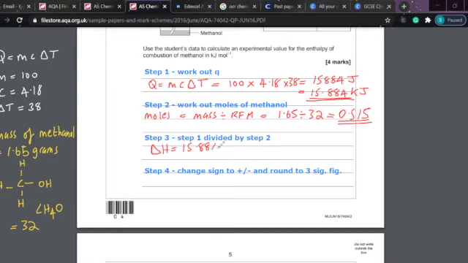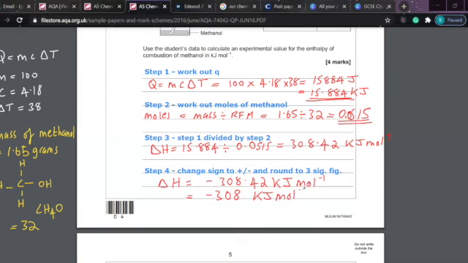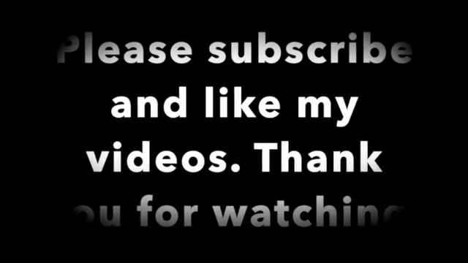Step 3 is to do step 1 divided by step 2, which equals 308.42, and that's kilojoules per mole. And then delta H equals minus 308.42 kilojoules per mole. Make it a minus and then round it off to 3 significant figures. The answer is minus 308 kilojoules per mole. And that's it. 3 worked examples on Q equals mc delta T.